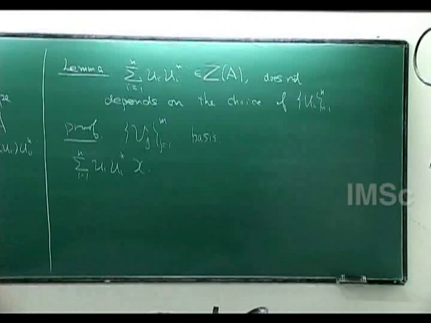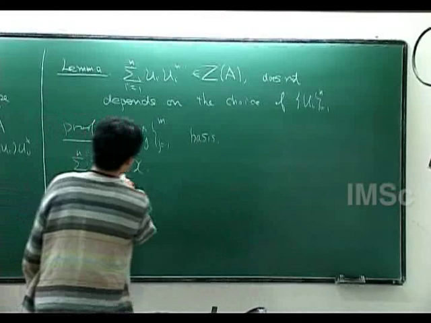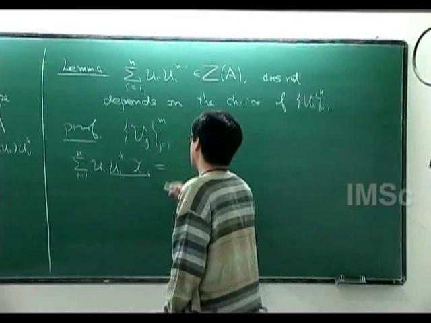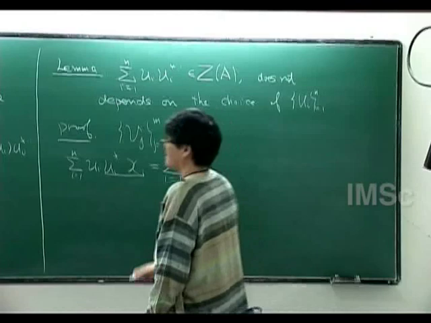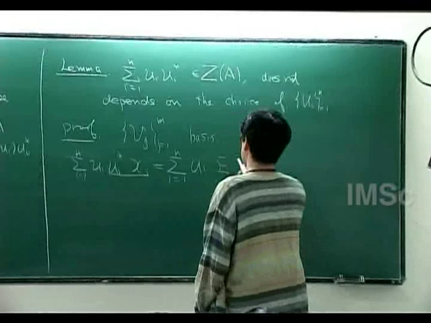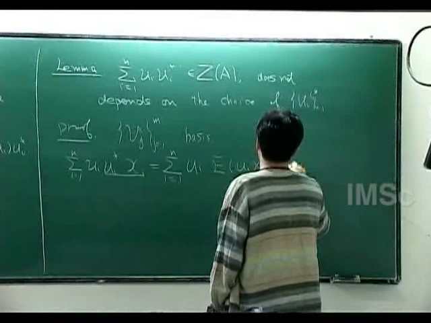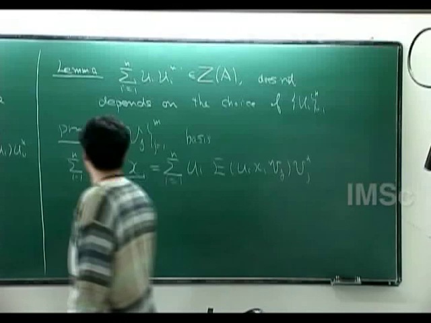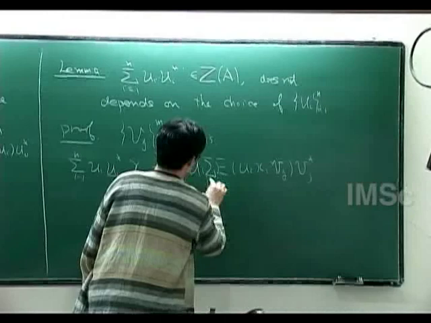So we compute this by expanding this part using v_j. Now for that we use this, x_i v_j. Yes, v_j. Right. Now I should put something here. Now I change the order of summation here.